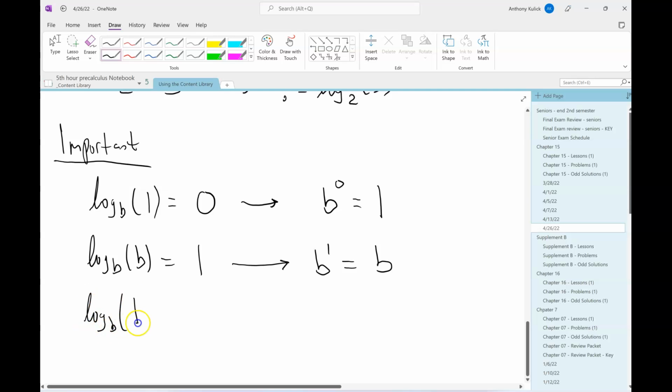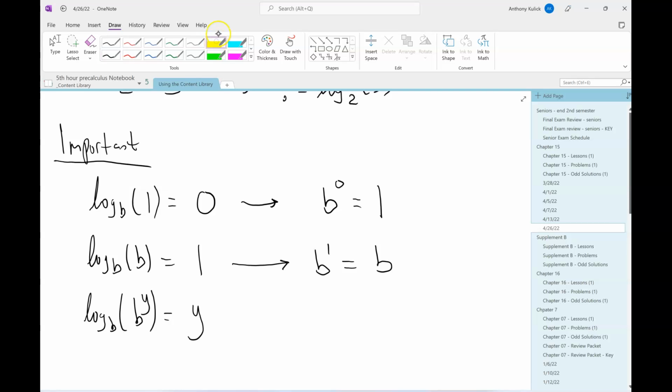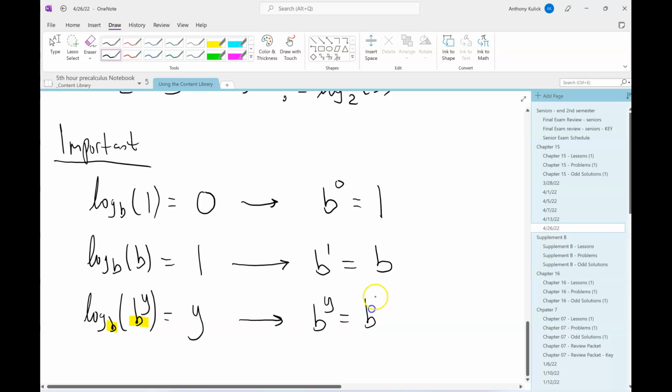The next piece was that log base b of b to the y is equal to y. So what we're seeing here is that log base b is canceling out that exponent base b, giving us y. The reason there is if we build the exponential equation out of that, we just have that b to the y is equal to b to the y, which, no doy.